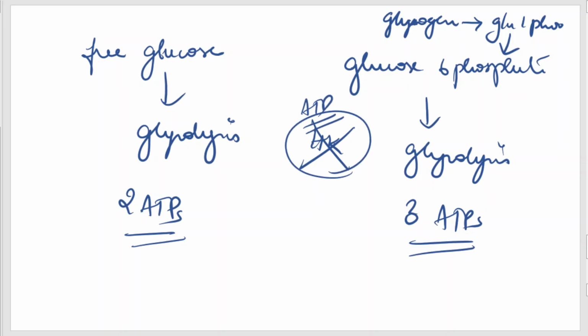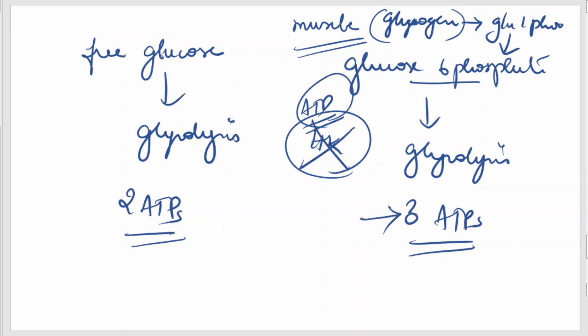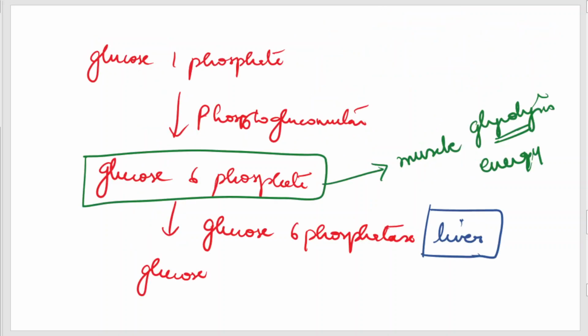So we are bypassing this step whenever glucose 1 phosphate is converted to glucose 6 phosphate. Whenever glucose from the muscle glycogen is removed, the hexokinase first step of glycolysis is bypassed, so ATP is not utilized. So one more ATP extra we are getting. So we get 3 ATPs whenever glucose from the muscle glycogen enters the glycolysis. Understood? So this is one significance. So in liver what happens, in muscle what happens, you know.